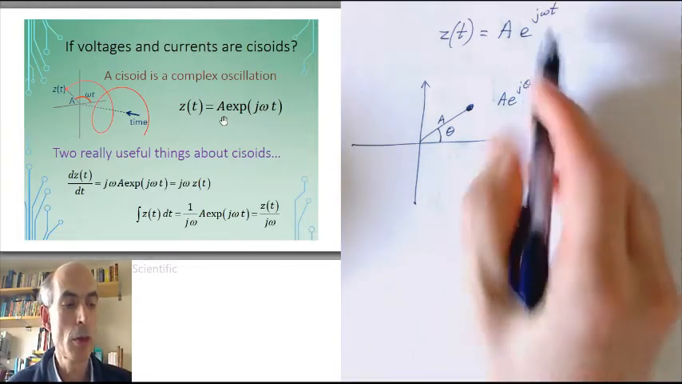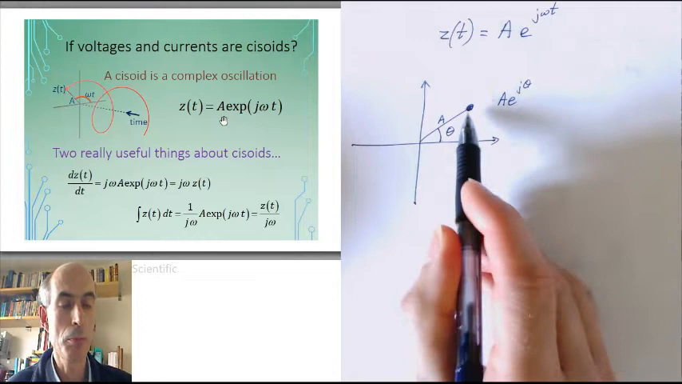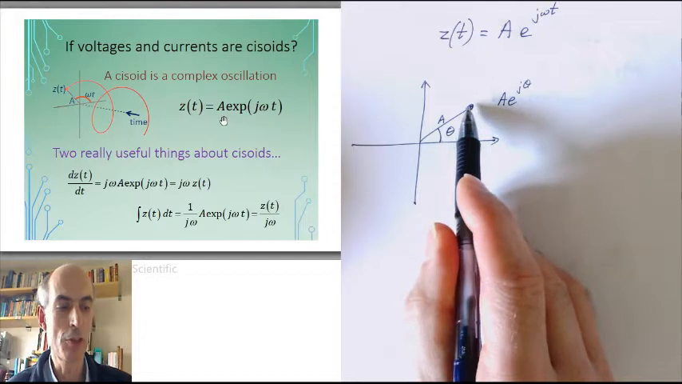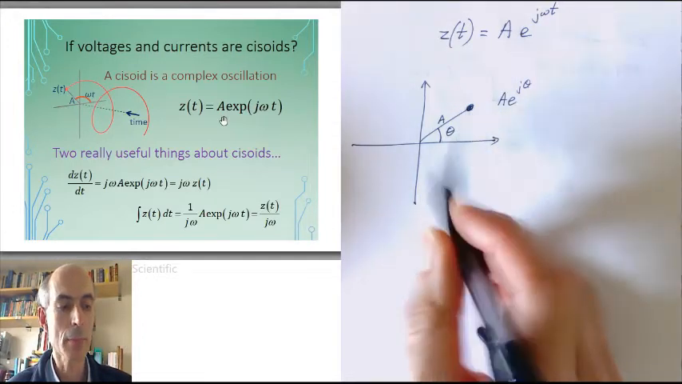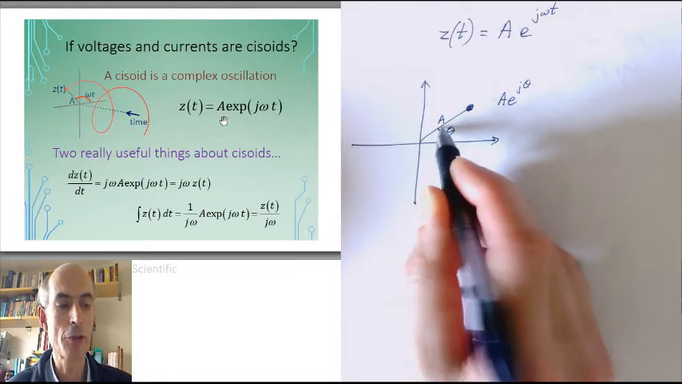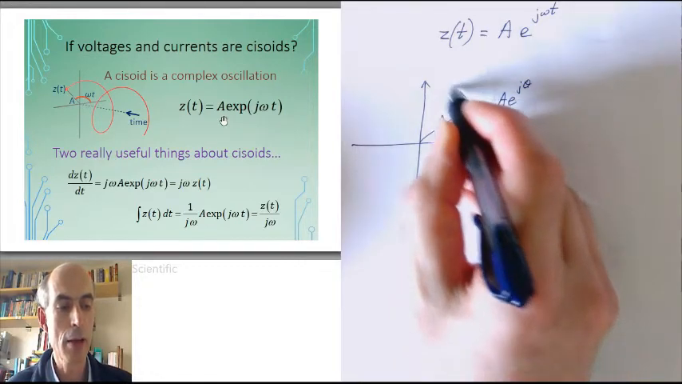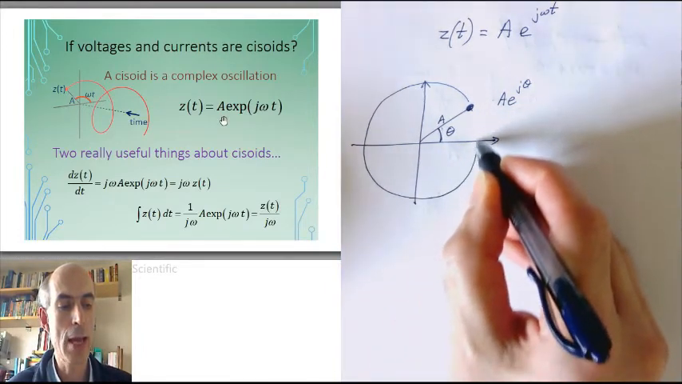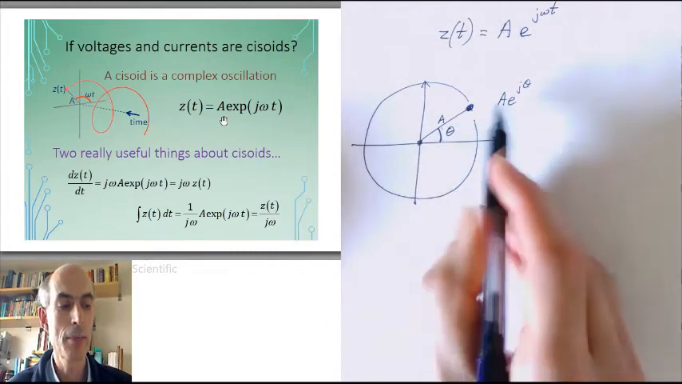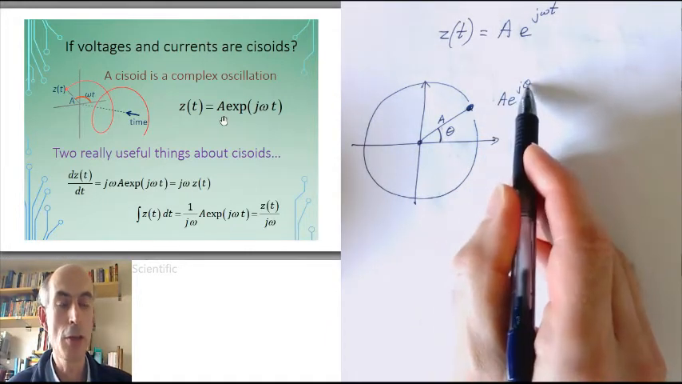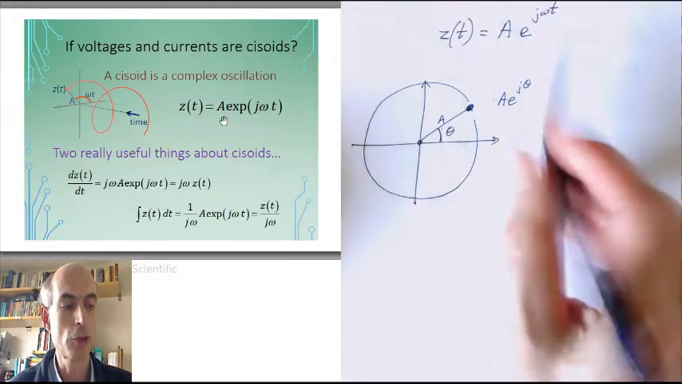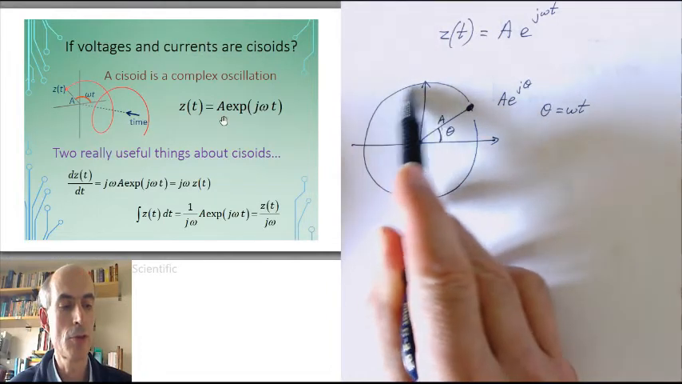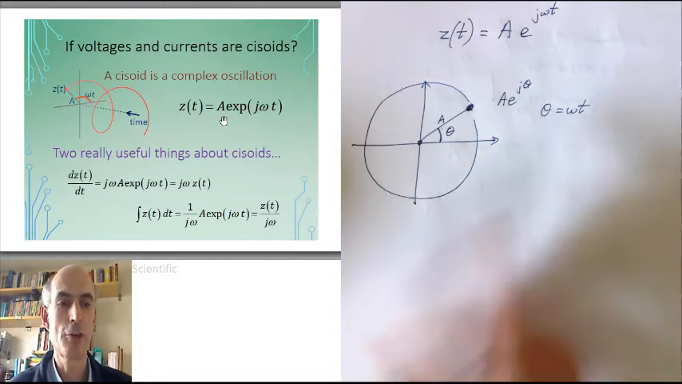Replacing theta with omega t results in a complex number whose angle is a function of time and is increasing linearly with time. If this angle is increasing linearly with time, then the complex number ends up going round a circle. It's always a distance A from the origin, because A is constant, but theta, the phase term, is just equal to omega t. It is increasing at the rate of omega radians every second.